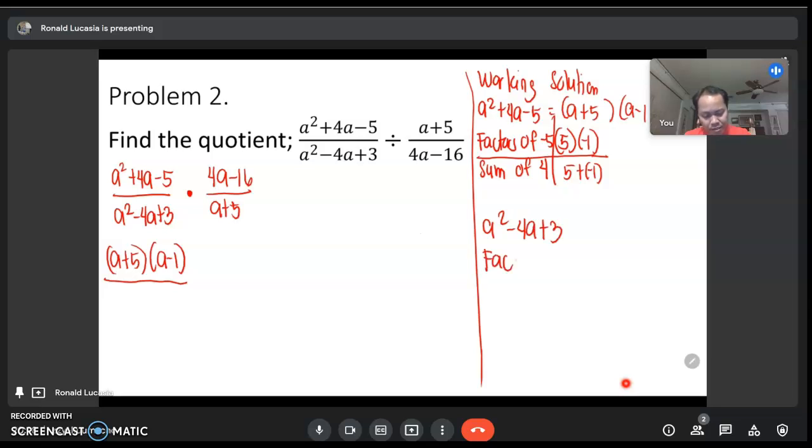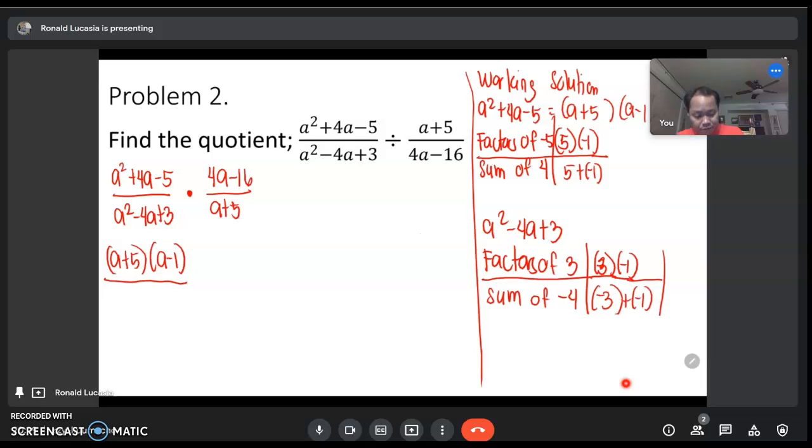let's factor a squared minus 4a plus 3. So find the factors of 3 that will give you a sum of negative 4. So that's negative 3 times negative 1, that's positive 3. Negative 3 plus negative 1, that is negative 4. Which means the factors of a squared minus 4a plus 3 are a minus 3, a minus 1. So a minus 3, a minus 1.